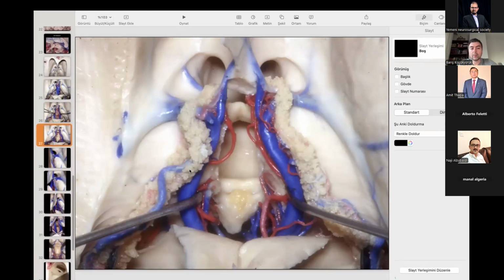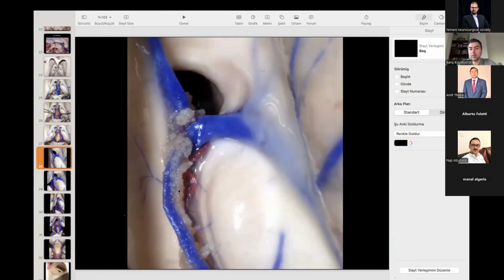From an anatomical perspective, the choroid plexus is removed here. We are in the right ventricle. Why? Because this thalamostriate vein is posterior and lateral. So this is the right lateral ventricle. There is the septal vein and the superior choroidal vein.